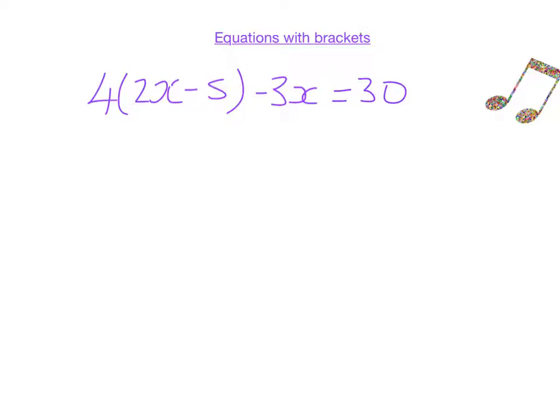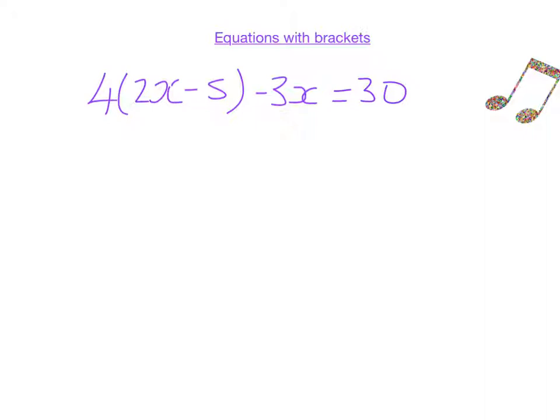Okay, today we're looking at equations with brackets. So we're solving equations, but before we can do that, we have to first multiply out the bracket. In this first example, I've got 4 brackets 2x minus 5, take away 3x is equal to 30.